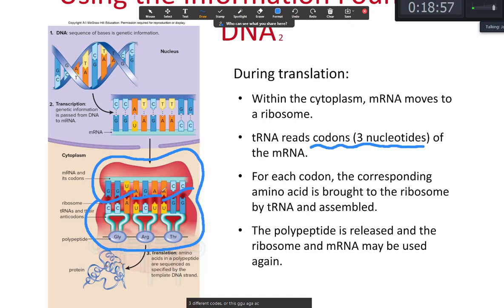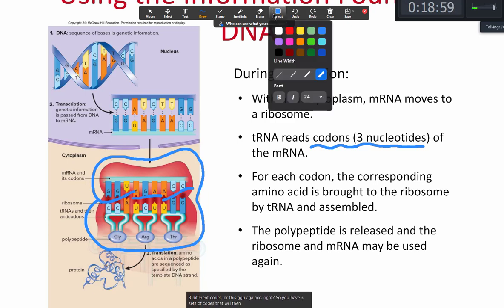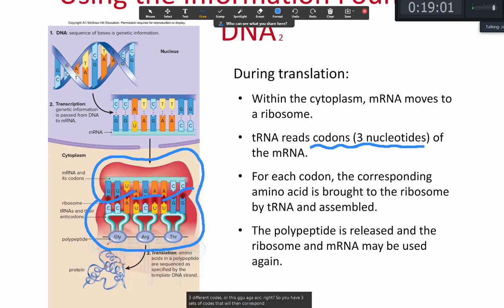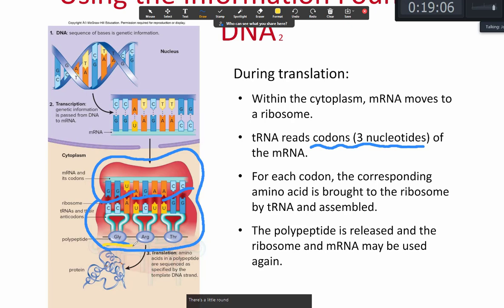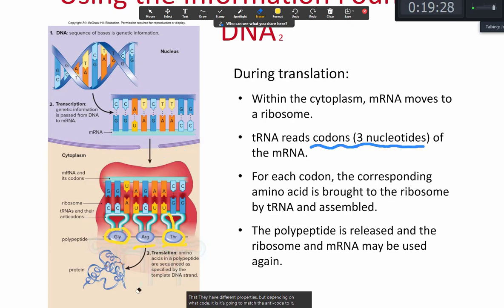So you have 3 sets of codes that will then correspond to the bottom part, which is going to be bound to, if you can see right here, there's a little round T-shaped, almost like a little cross-shaped protein structure that has a round amino acid right here, right? These round little circles are amino acids, glycine, arginine, threonine. These are different amino acids that have different properties. And depending on what code it is, it's going to match the anti-code to it, right? So when I say anti-code, I mean this.